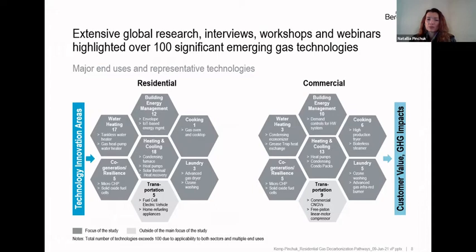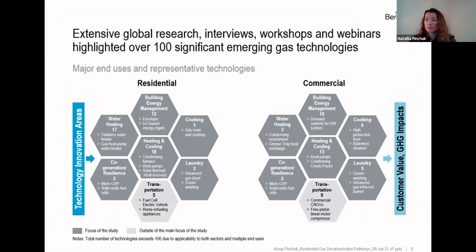Transportation, we only briefly looked at. As you can probably imagine, it's a whole other area that deserves probably 2 other projects. So we just looked at it for comparison purposes. We didn't really include any of those technologies in our research. And we did similar for small commercial, and there's a little bit of a difference between the 2 as far as the most applicable types of technologies.